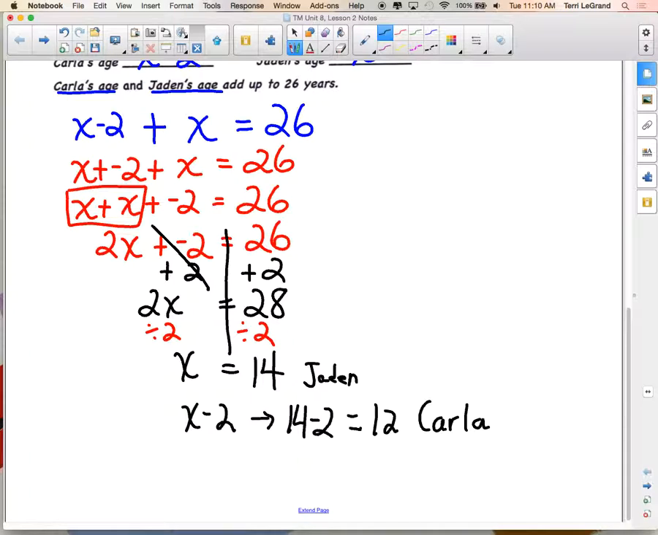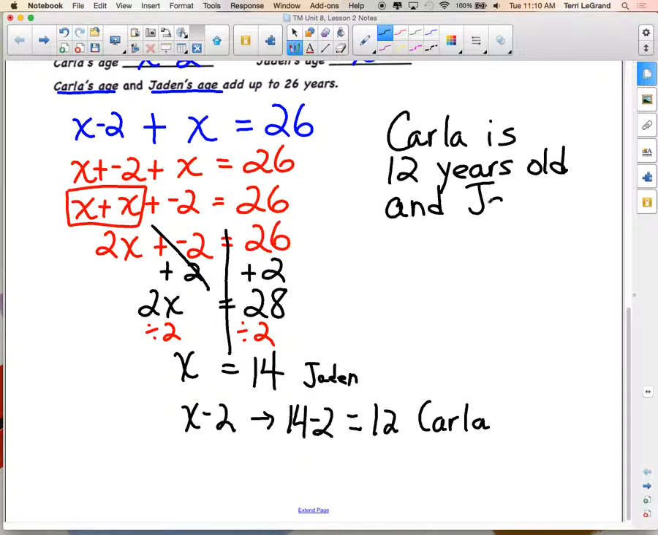So we're safe to say then that Carla is, remember, we write sentences. Carla is 12 years old. Let's make it all one. And Jaden is 14 years old.